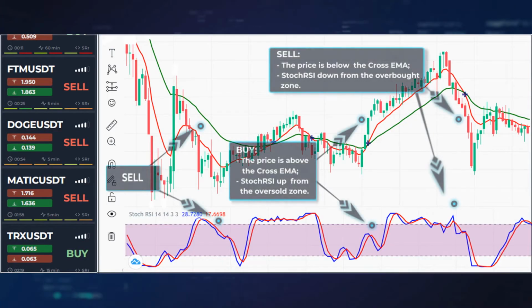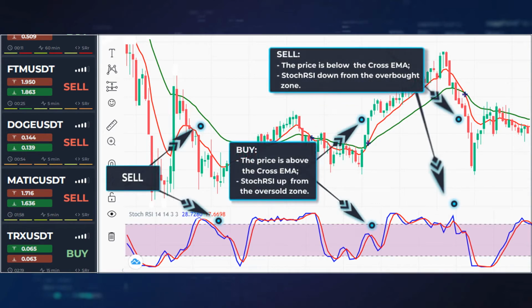The signals are simple even for beginner traders. We open the position 2 to 3 candles below the EMA cross. The oscillator must exit the overbought, oversold zones. When the stochastic RSI moves between the 20 and 80 levels and the price bounces from the moving average, you can open a trade to continue the trend.